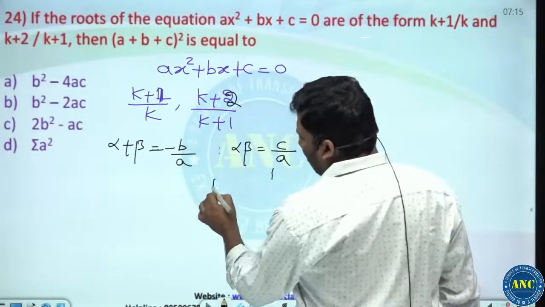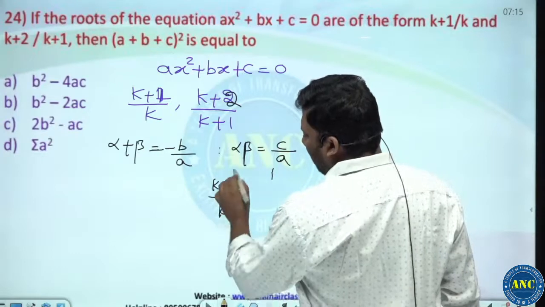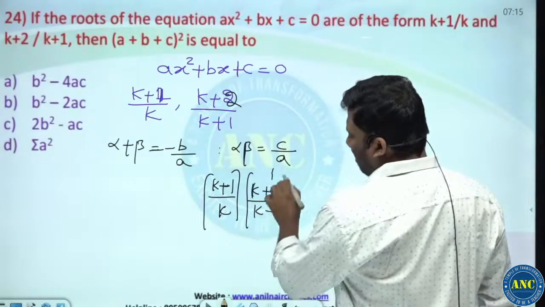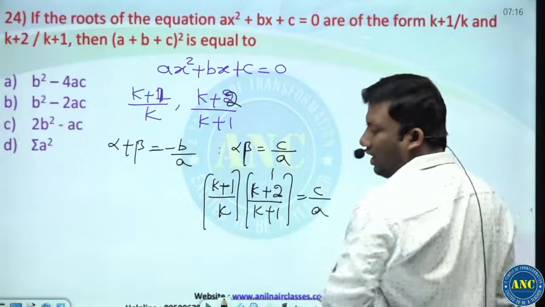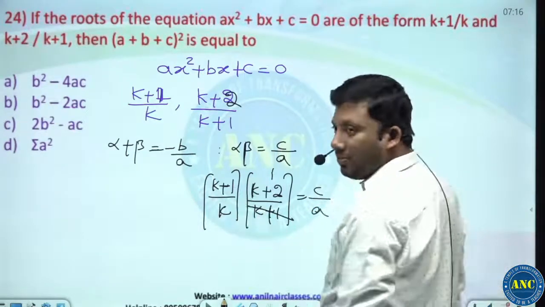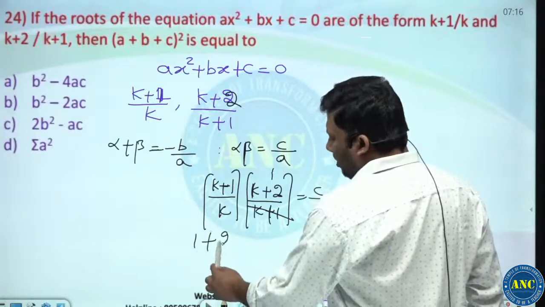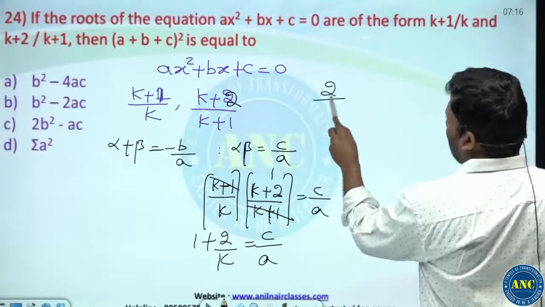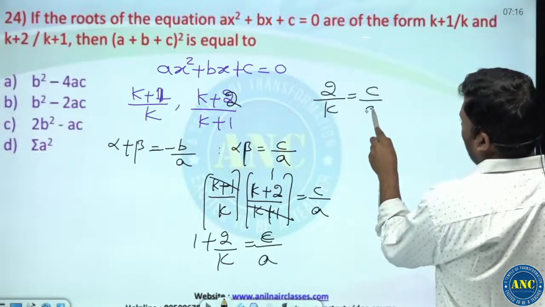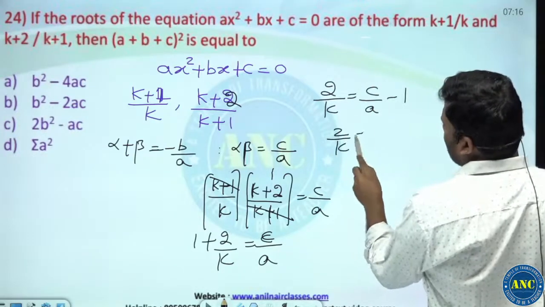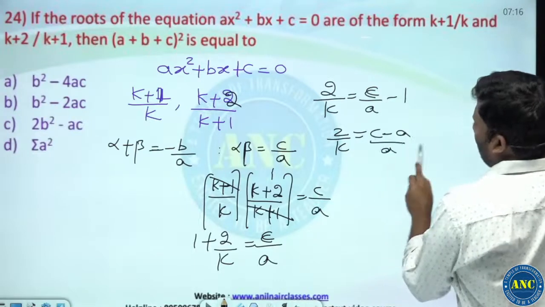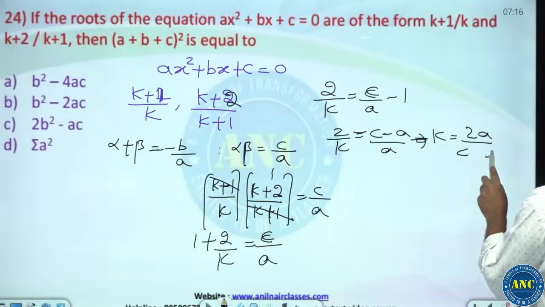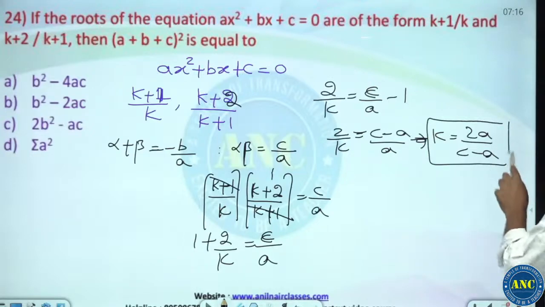Product of the roots will be k plus 1 divided by k into k plus 2 divided by k plus 1, which is given by c by a. I hope the idea is clear. k plus 1 can be cancelled, leaving k plus 2 by k. That means 1 plus 2 by k is equivalent to c by a. 2 by k is equivalent to c by a minus 1, so 2 by k is equivalent to (c minus a) by a. So k value is given by 2a by (c minus a). K value we got as 2a by (c minus a).